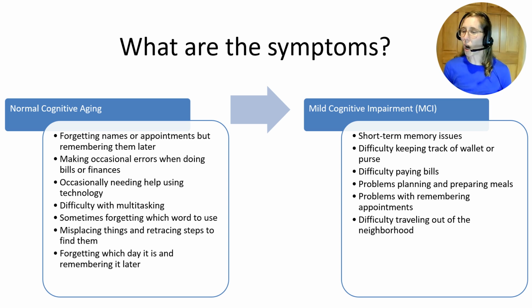So these are just broad examples, but you can see that in comparison to normal cognitive aging, they're on a bigger scale and they're more consistent issues instead of just being one-off little examples that aren't interfering with your day-to-day life. In comparison, mild cognitive impairment becomes bigger issues that, again, it may not impede your ability to be independent or your ability to function, but start to become more atypical.